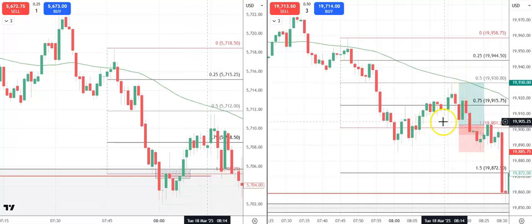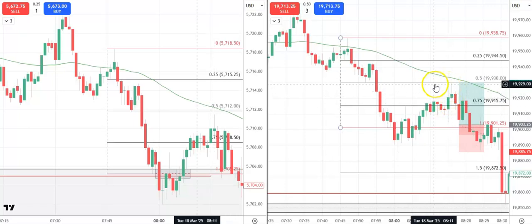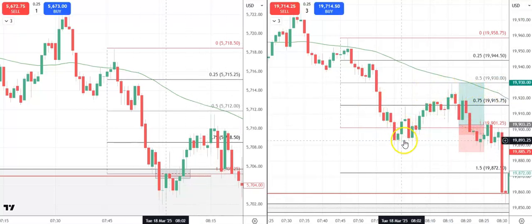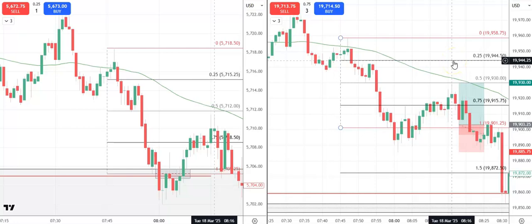It goes higher and just right to the tick barely tags that 0.5. Since we didn't have any divergence down here at the bottom, I'm not going to go for this 3/4 full.